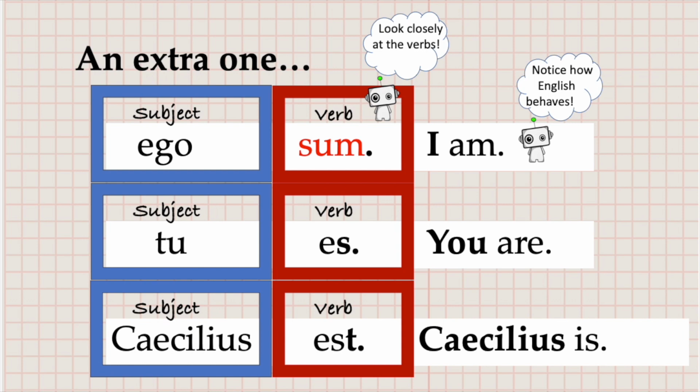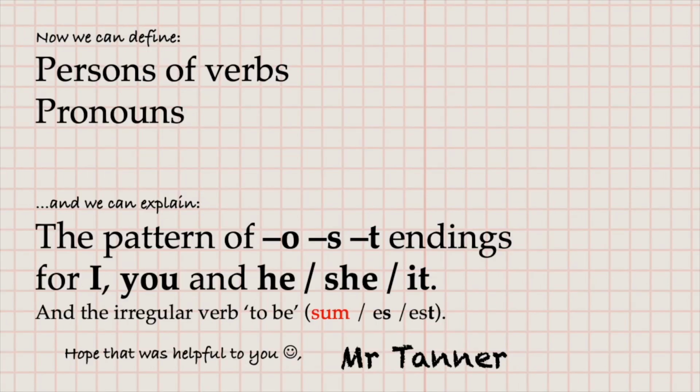Think about English. Think about the verb to be in English. I am, you are, Caecilius is. Doesn't go I am, you am, he, she, or it am. I be, you be, he be a farmer. Be sure to remember these ones. They crop up really frequently and they trip people up all the time.